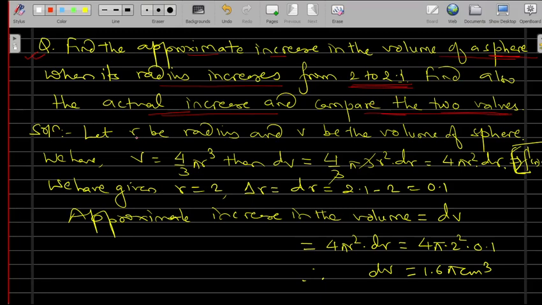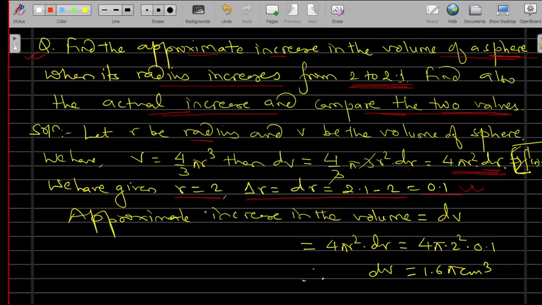So first of all, for the volume of the sphere, let r be the radius and V be the volume of the sphere. You know the volume of a sphere is 4/3 πr³. Then the derivative with respect to r: dV equals 4/3 π times 3r² dr, the 3 cancels, so 4πr² dr. This is the derivative f'(x) dr. So when r is 2, Δr is dr equal to 2.1 minus 2, that is 0.1.